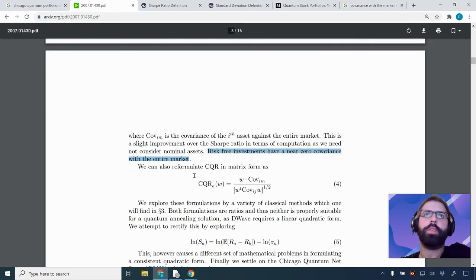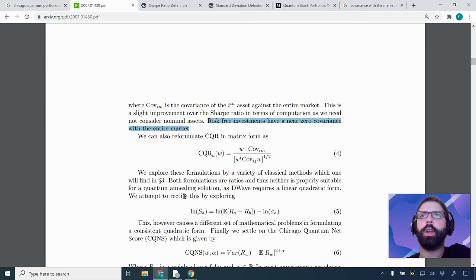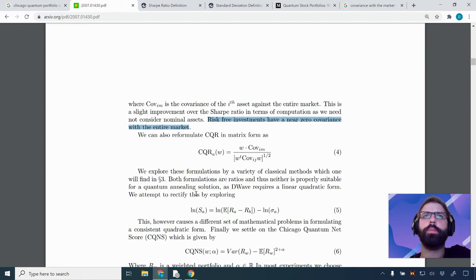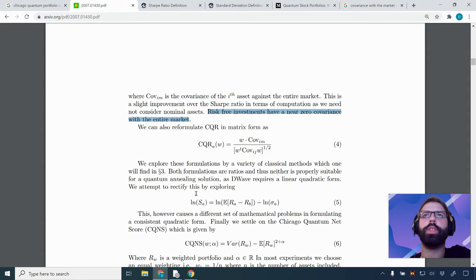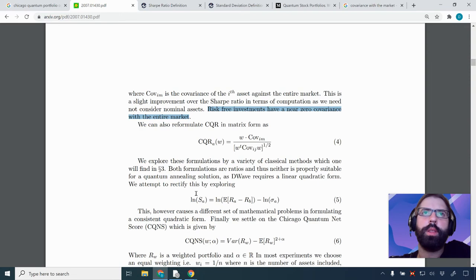Yeah, we can also reformulate CQR in matrix form. We explore these formulations by a variety of classical methods, which one will find in 3. Both formulations are ratios, and thus neither is properly suitable for a quantum annealing solution, as the latter requires a linear quadratic form. We attempt to rectify this by exploring the natural logarithm.